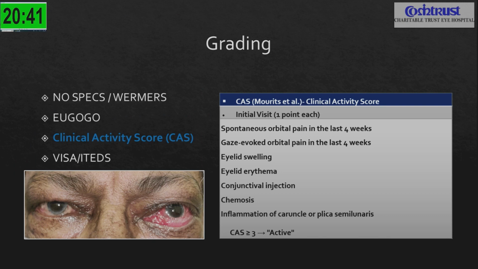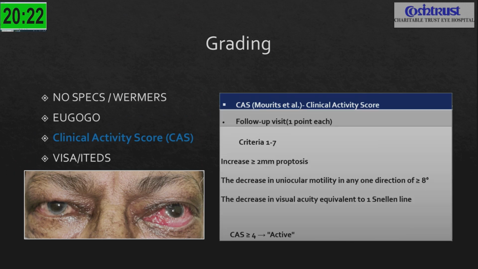Later, Mourits et al. described the CAS, that is the clinical activity score, which is a binary scale with scores based on the presence or absence of soft tissue inflammation. And in the initial visit, there are 7 criteria, and 3 out of 7 meant an active disease. On a follow-up visit, an additional 3 parameters were included and 4 out of 10 is considered active.